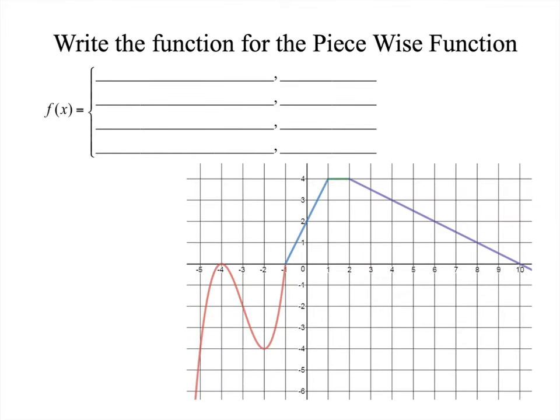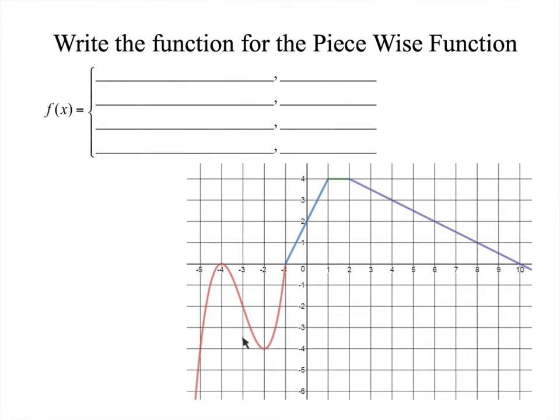So I want to write a function for this piecewise graph. Hopefully you notice over here I have 4 functions that make this full function. Do you see I have 4 different functions here? And we're going to describe each one and talk about the interval in which they're present.